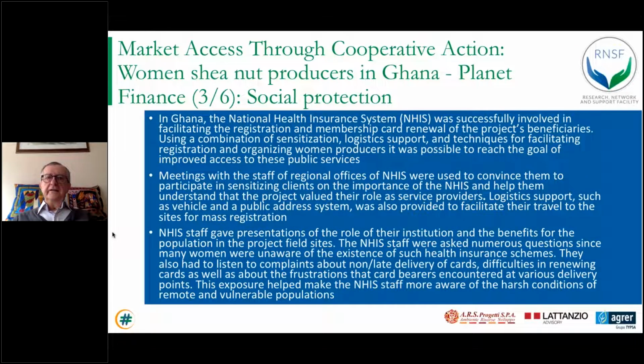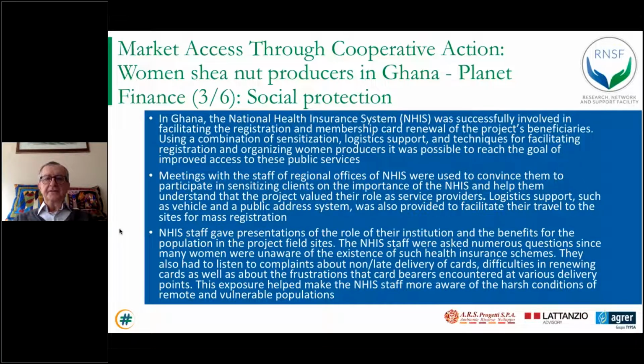A second domain of good practices in this Ghana project is about social protection. In Ghana, the national health insurance system was successfully involved in facilitating the registration and membership card renewal of the project beneficiaries. To this aim, they used a combination of sensitization, logistics support, and techniques for facilitating registration and organizing women producers to reach the goal of improved access to these public services.